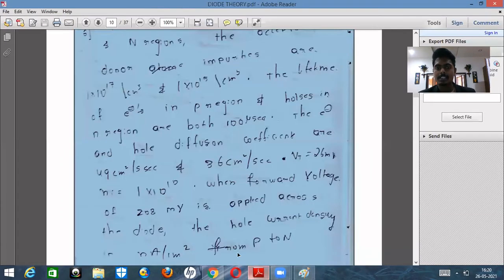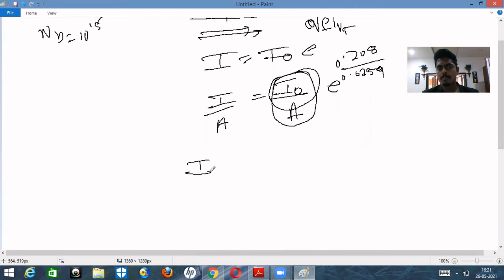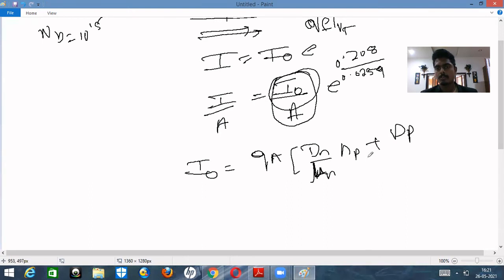But they are asking for the hole current density, that is, current per area. So therefore it will become I naught by A. So now the unknown value is I naught by A. We already know that the formula for reverse saturation current is Q into A into dn by ln into np plus dp by lp into pn, right?